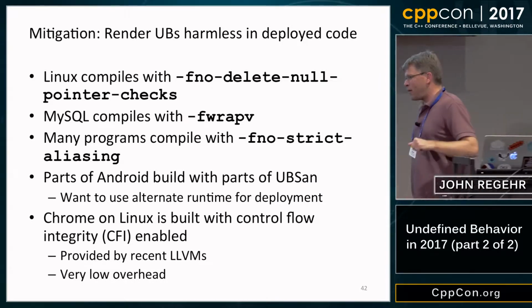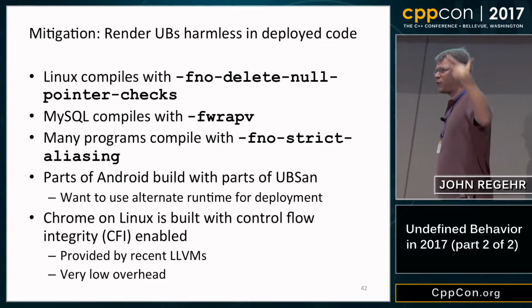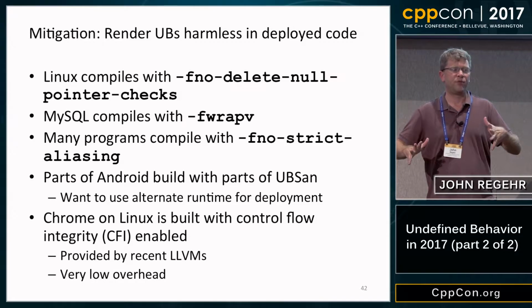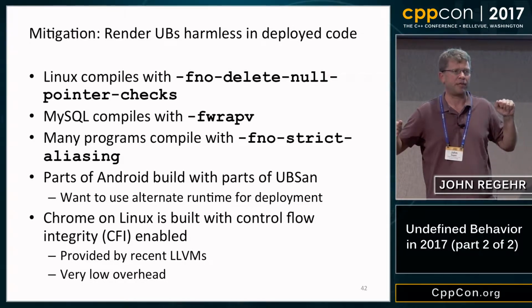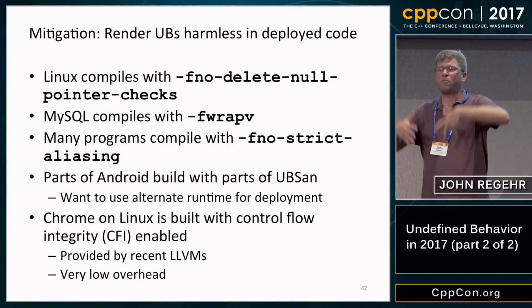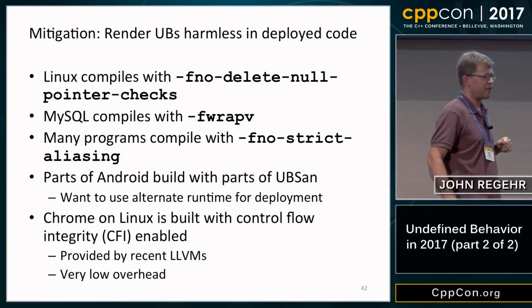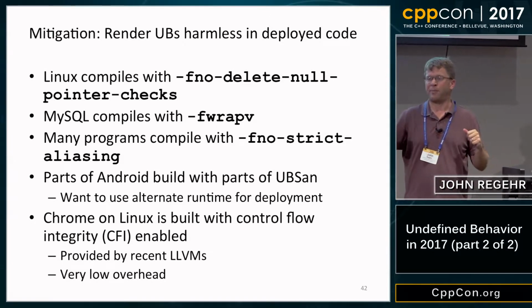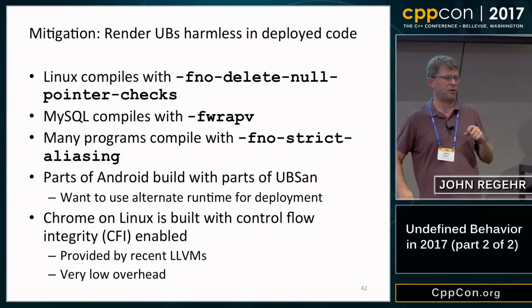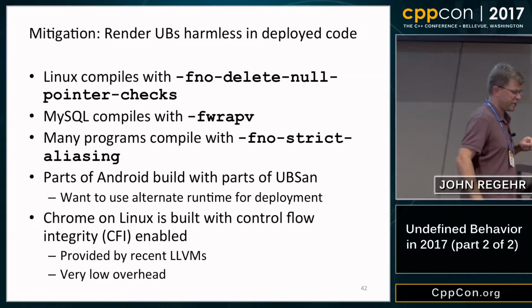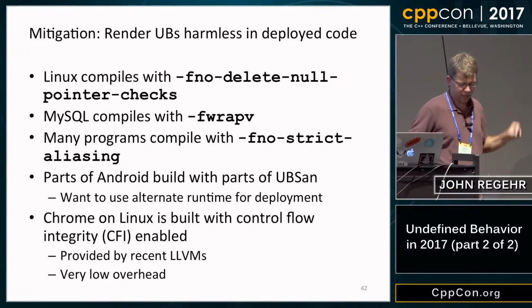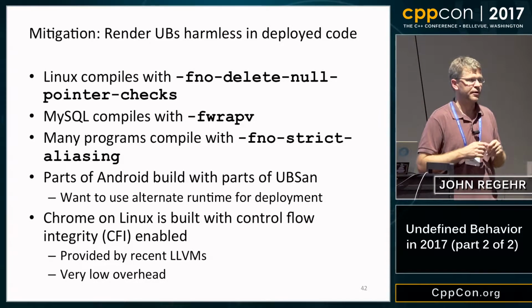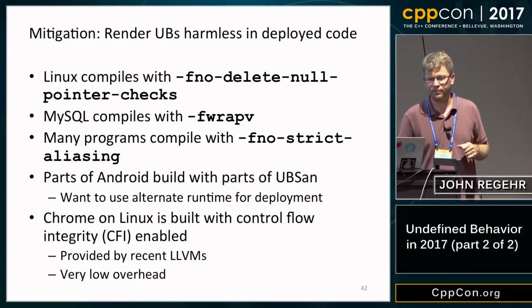A number of programs compile with no strict aliasing. The Microsoft compiler, the Visual C compiler, doesn't support strict aliasing-based compiler optimizations. GCC and Clang do, but a number of open source projects turn them off in their makefiles because they're just worried about getting burned, or they know they're going to be burned by strict aliasing bugs in the code in question. And like I was mentioning, this is something that we hope can change soon if the LLVM-based type-based alias analysis sanitizer comes out and works well.